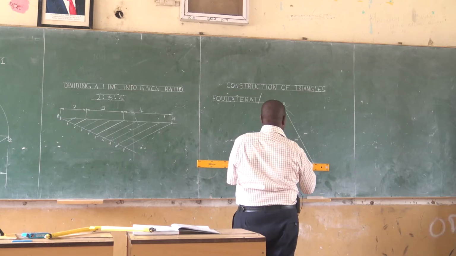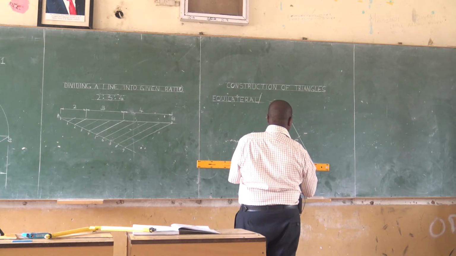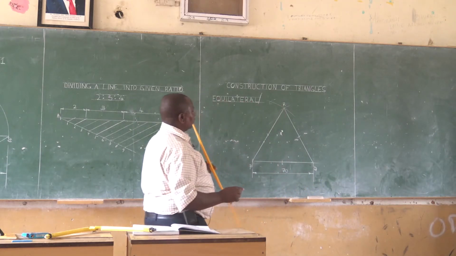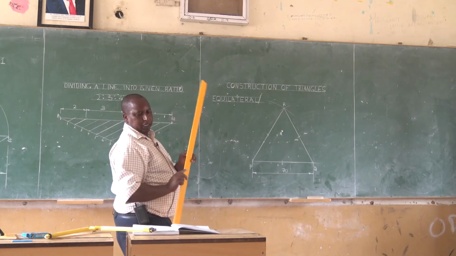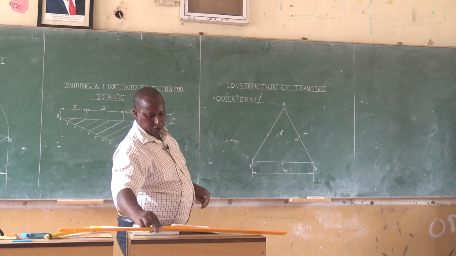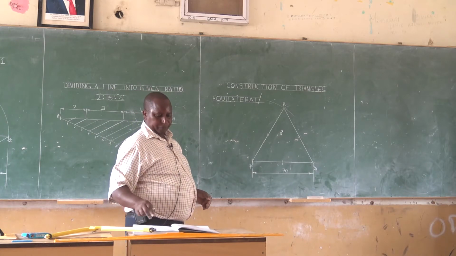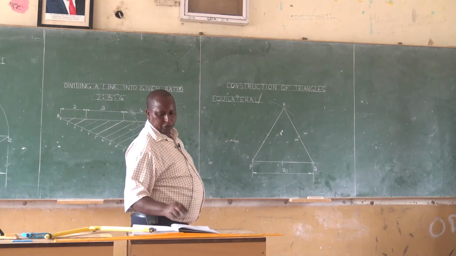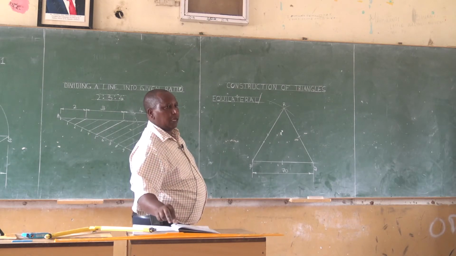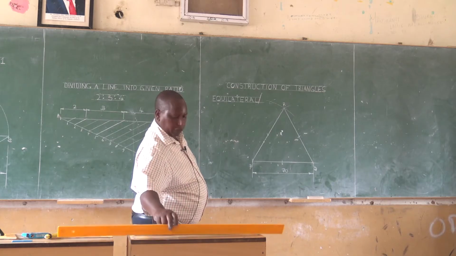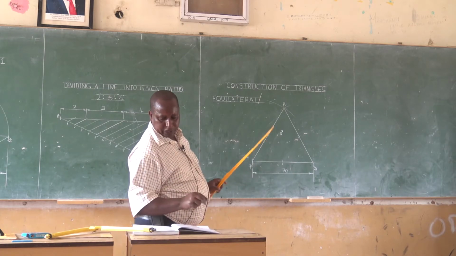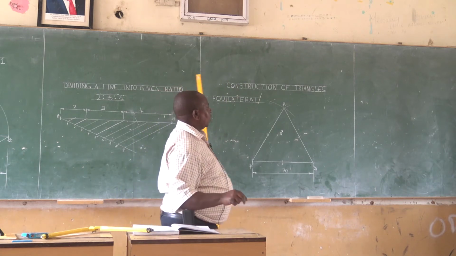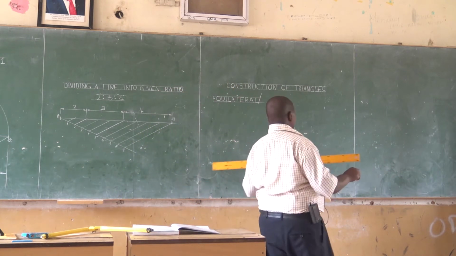An equilateral triangle means equal lines and also equal angles. So it can also be called equiangular, just like it's called an equilateral. The next triangle that we construct is an isosceles triangle. An isosceles triangle has two equal base angles.